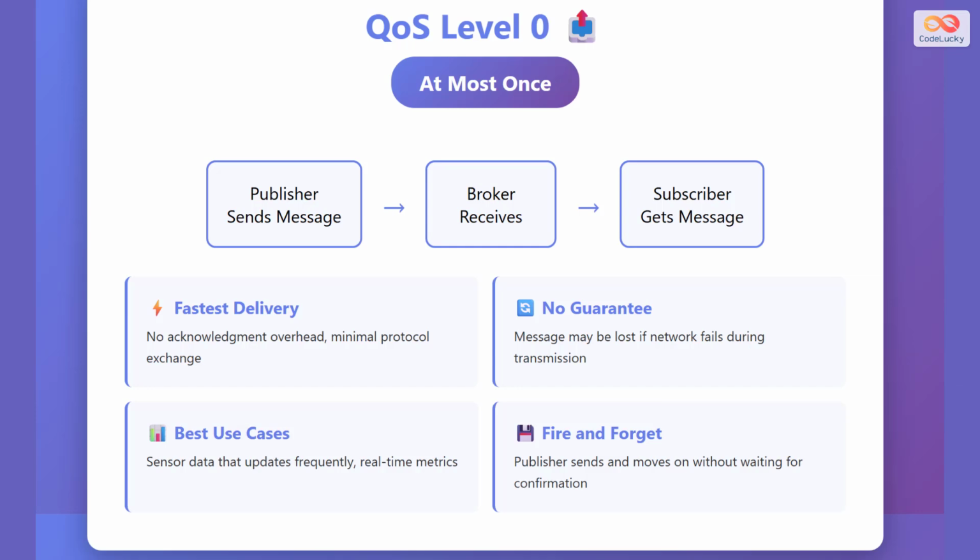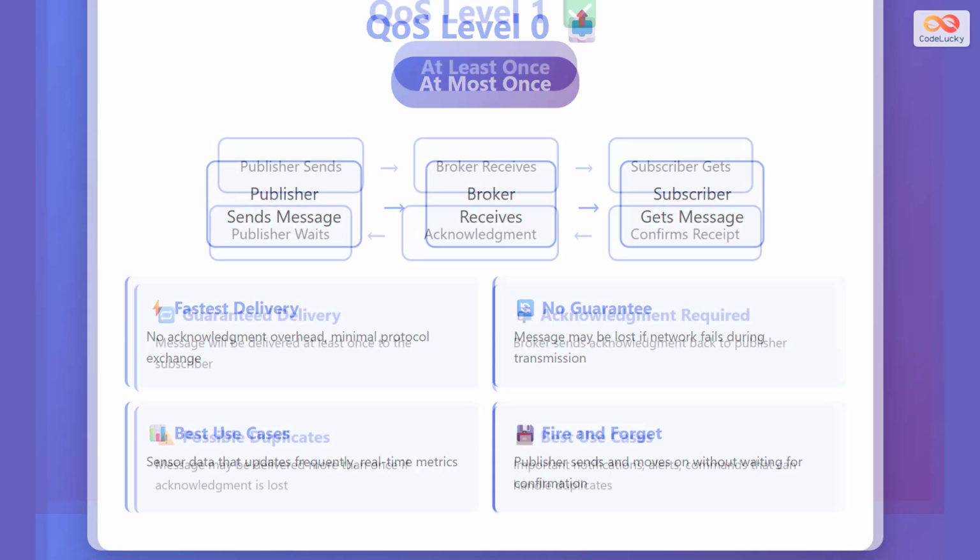QoS Level 0 provides at most once delivery. The flow is simple. The publisher sends a message, the broker receives it, and the subscriber gets the message. There is no acknowledgement in this process. QoS 0 offers the fastest delivery because there is no acknowledgement overhead or minimal protocol exchange. However, there is no guarantee of delivery, and the message may be lost if the network fails during transmission. The best use cases are sensor data that updates frequently and real-time metrics. This is a fire and forget approach where the publisher sends the message and moves on without waiting for confirmation.